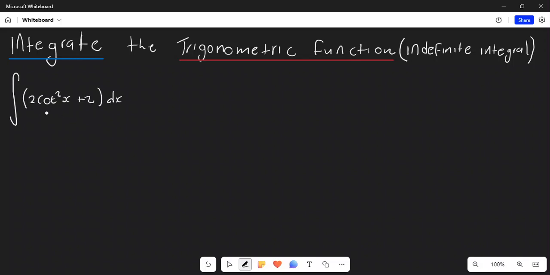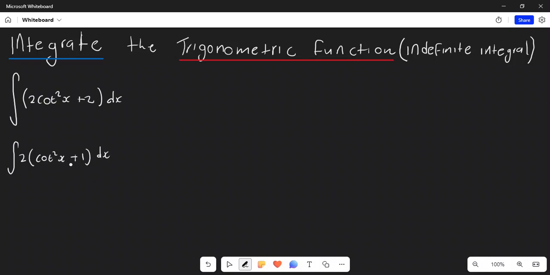Alright, let's do this one. So you cannot really integrate this like this, so the best way here is to take out the common factor. Let's simplify it. As you can see, the first term has 2 and the last term has 2 there, so the common factor here is 2. So if you take out 2, you'll be left with cot squared x plus 1 dx. Right, don't forget dx. It means that we are integrating with respect to x.